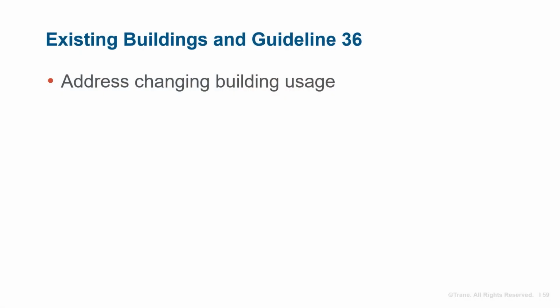Let's look at how applying ASHRAE Guideline 36 to existing buildings impacts building energy consumption and operating cost. Existing buildings present a unique opportunity for control optimization. Most existing buildings have had changes to how spaces are used over the course of their operation, and the control system may not be operating as designed.